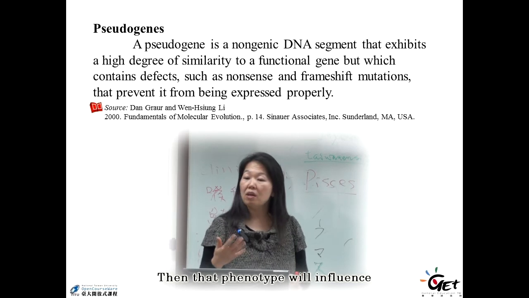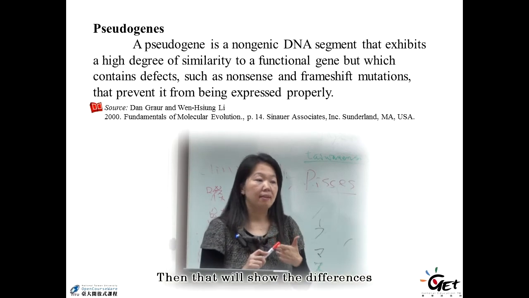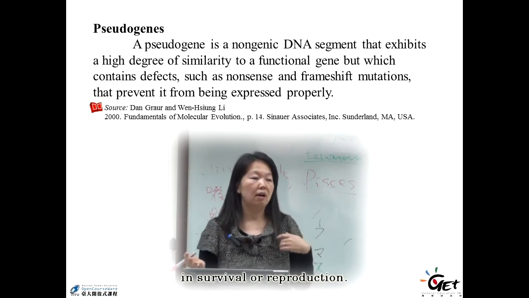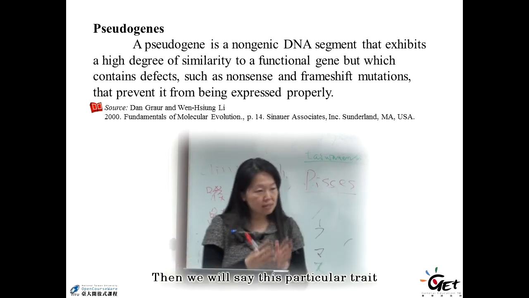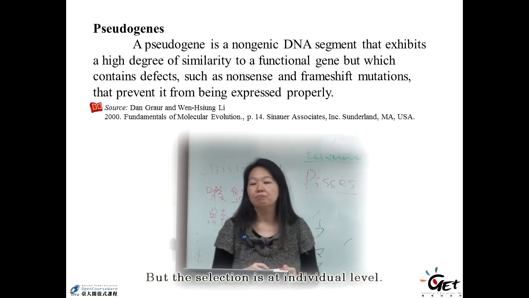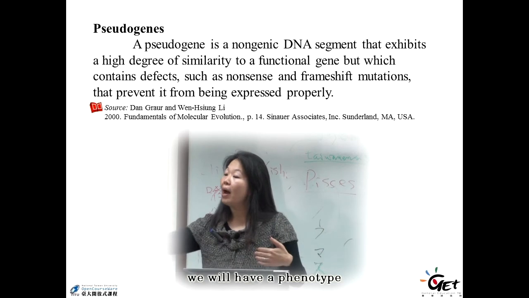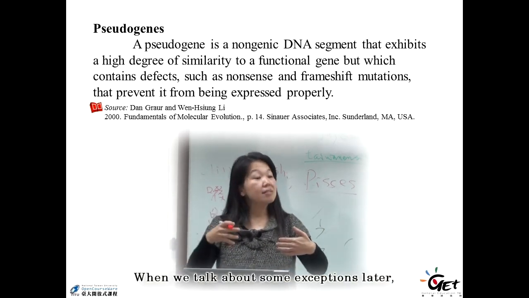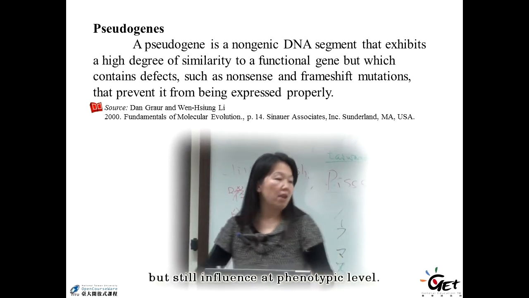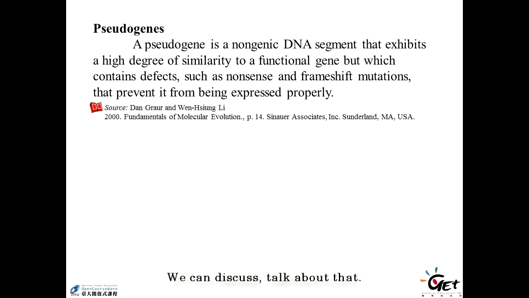Then that phenotype will influence the mating success or reproductive success. Then that will show the differences in survival or reproduction. Then we'll say this particular trait is under selection, but the selection is at the individual level. So if a gene has no function, then we say there's no chance we'll have a phenotype. But we'll talk about some exceptions later. I'll talk about how a gene lost a function but still influences the phenotypic level. Those are the special cases, and then we can discuss that.